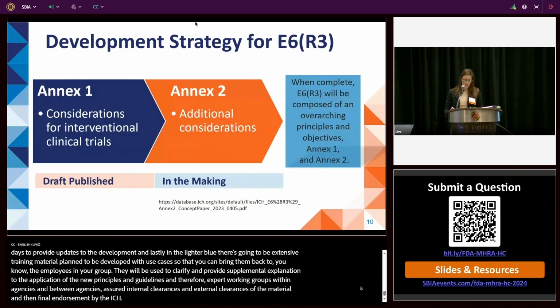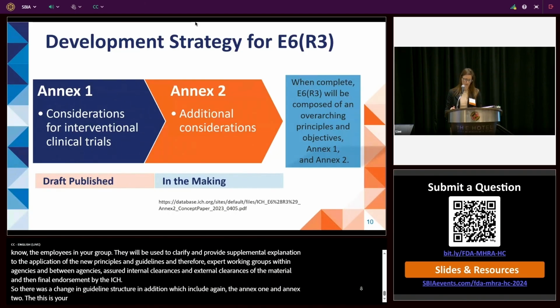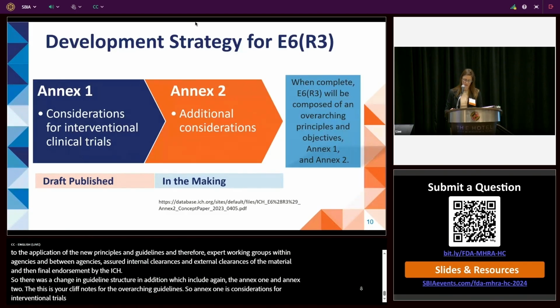So there was a change in guideline structure in addition, which included, again, the Annex 1 and Annex 2. So this is just sort of your cliff notes for the overarching updated guidelines. So Annex 1 was considerations for interventional trials, in which a draft was already published, and we saw on the previous slide, and Dr. Abid and Andy Fisher will touch on those highlights.